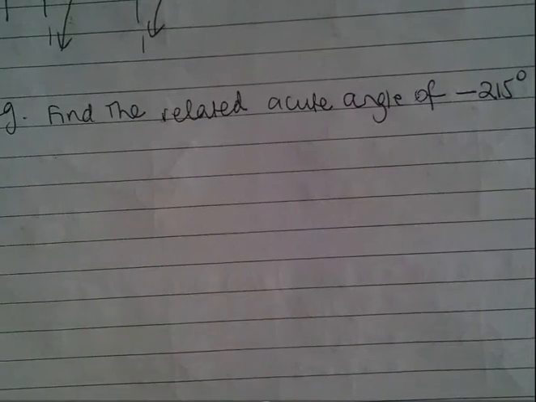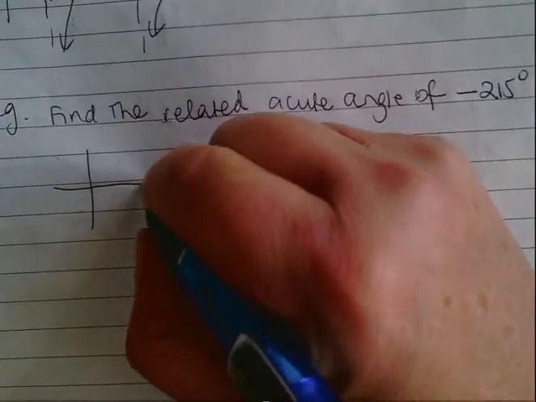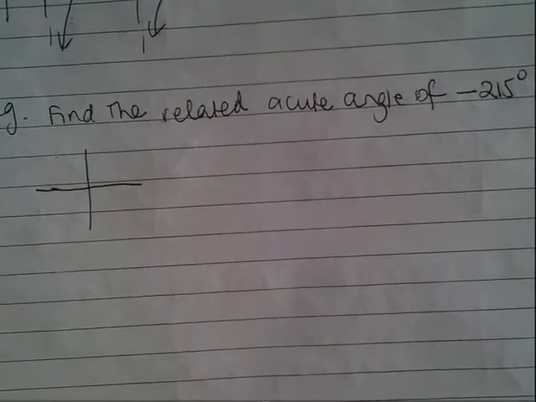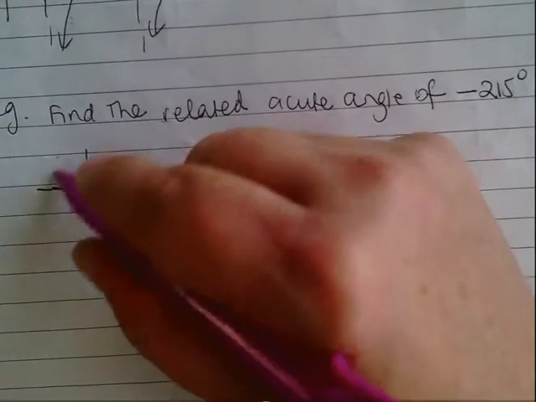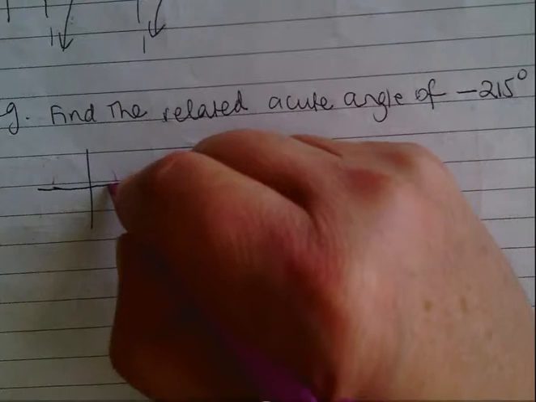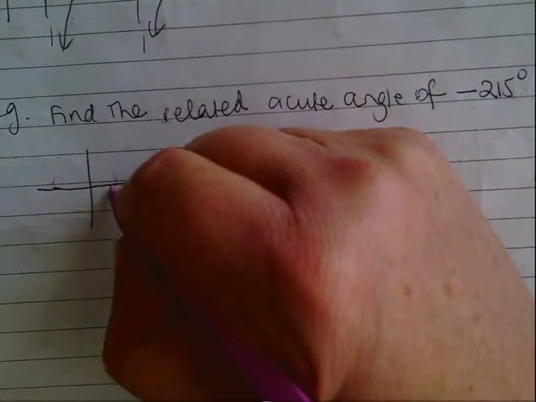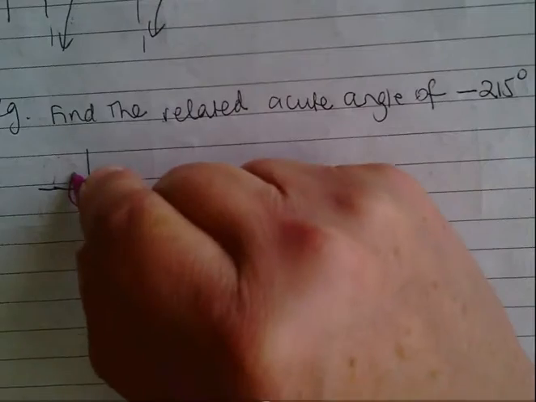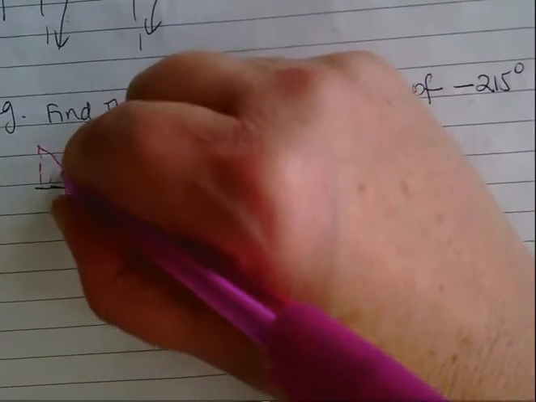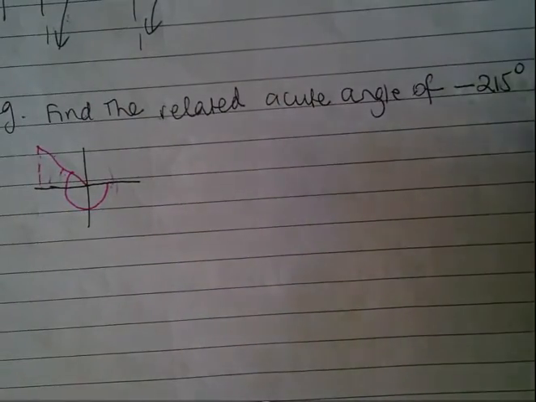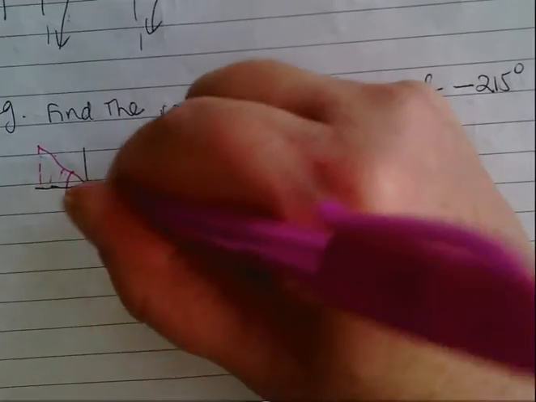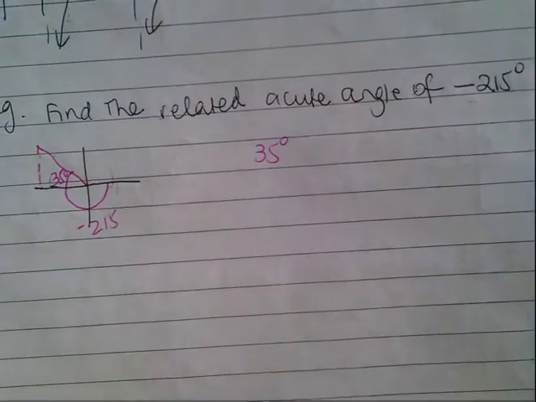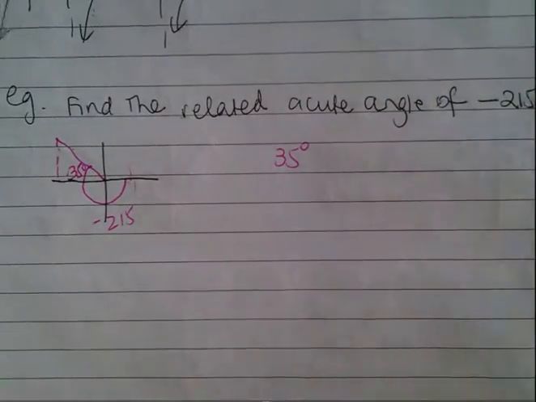Okay. Related acute angle of negative 215. I haven't said sine, cos, or tan. You just draw where negative 215 is. You actually know how to do this. Which way do I go? Clockwise. 90, 180. It's in here somewhere. All right. Which one's the related acute angle? This little one in here. So what is it? That's negative 215. That's just 35. So the related acute angle, your answer is 35 degrees. That's all they're asking.